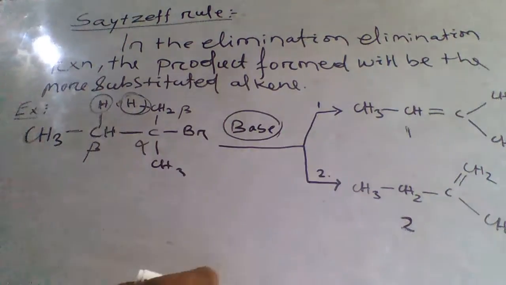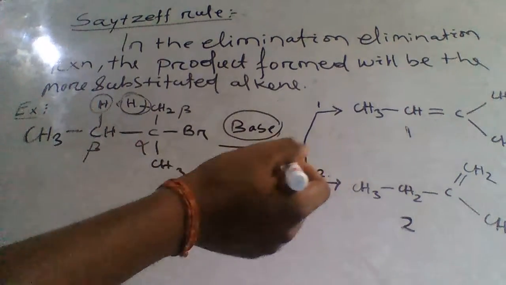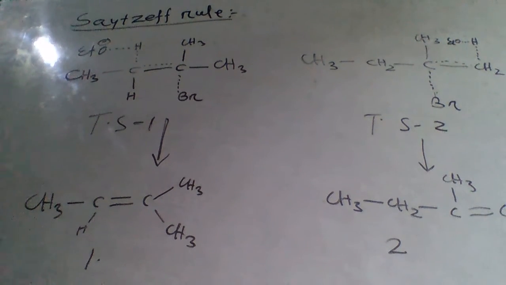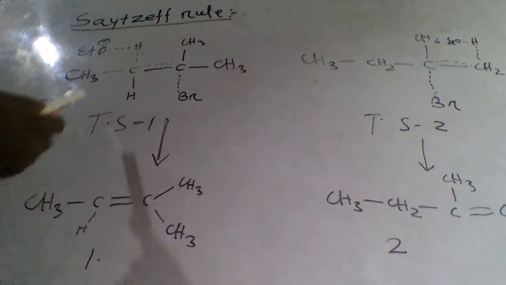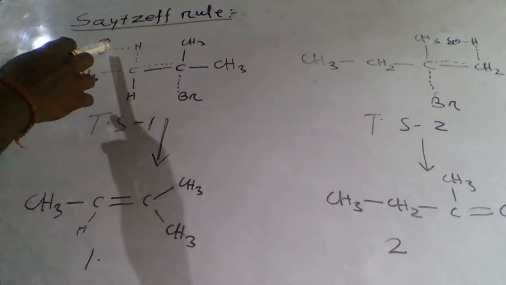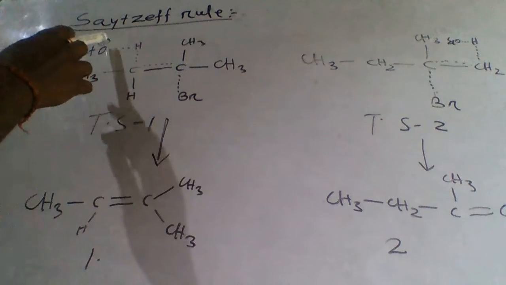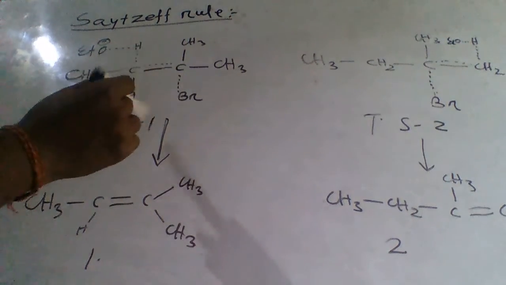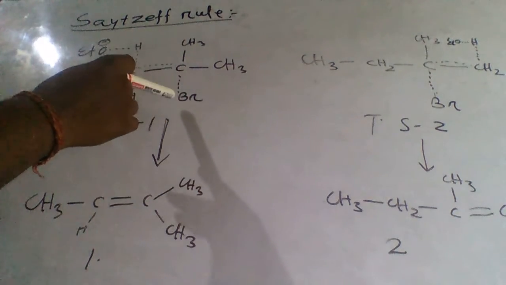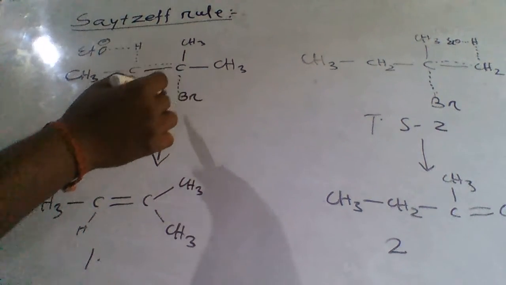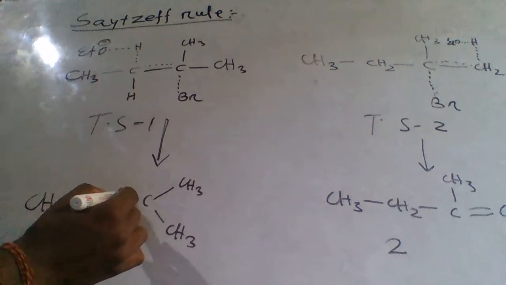Why will this be the major product? Now we will see why this one is the major product, and we can easily understand why the most substituted product will be the major product by transition state theory. This transition state shows that this base is abstracting this proton, and at a time this double bond is forming, and at the same time this bromine is eliminated, giving this alkene, the most substituted alkene.